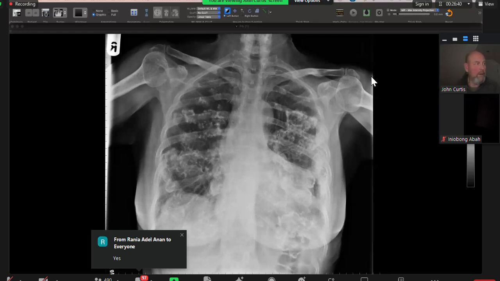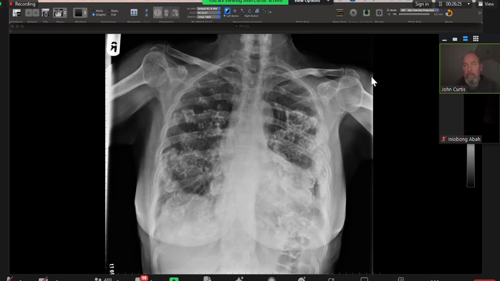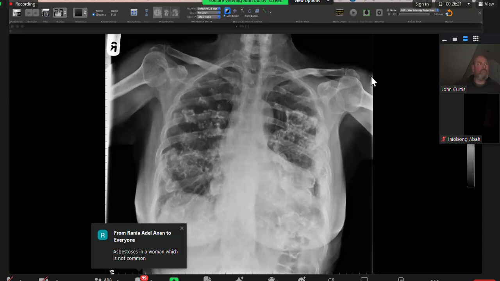Asbestos related pleural plaques tend to be more calcified at the periphery. And they mean that the patient's been exposed to asbestos. Now, what is unusual about this patient?